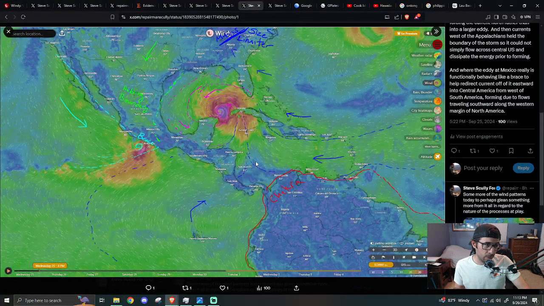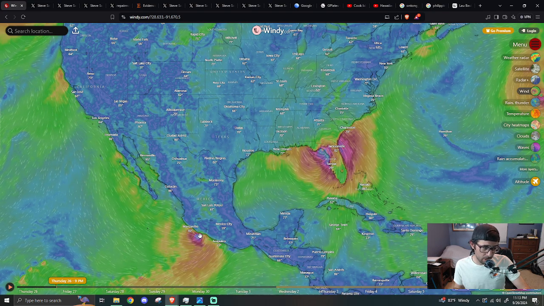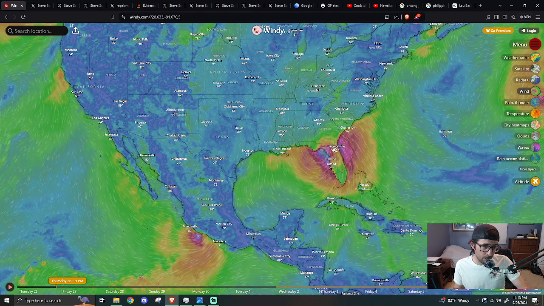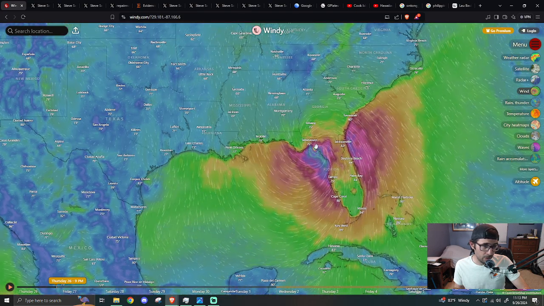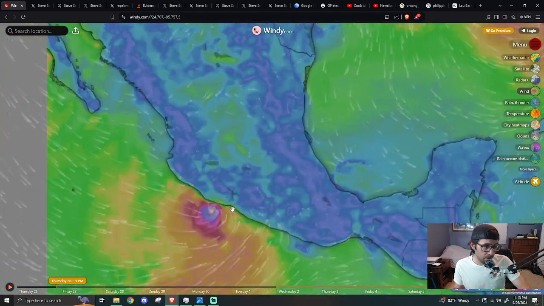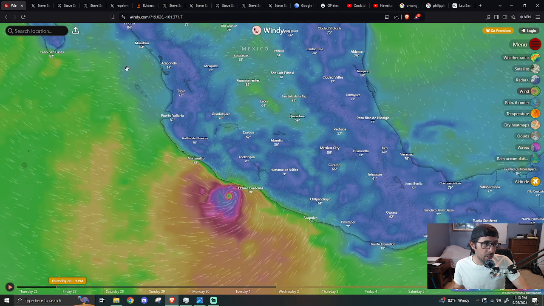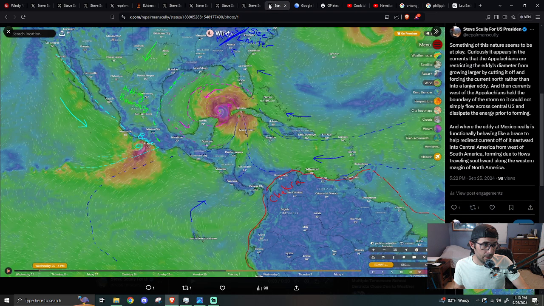Let's check it out real quick. It's still there, but the storm is now up here, making landfall. The eye is making landfall right now. Let's see how much it changed. It moved a little bit west, very little.